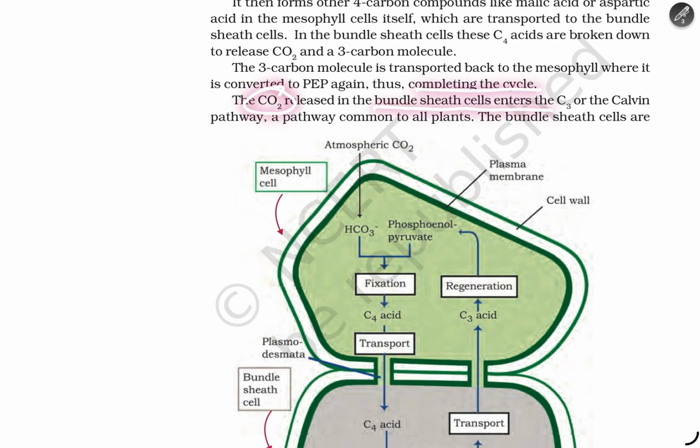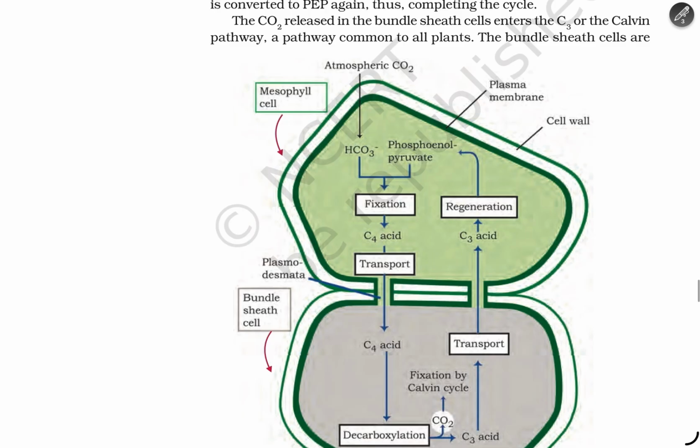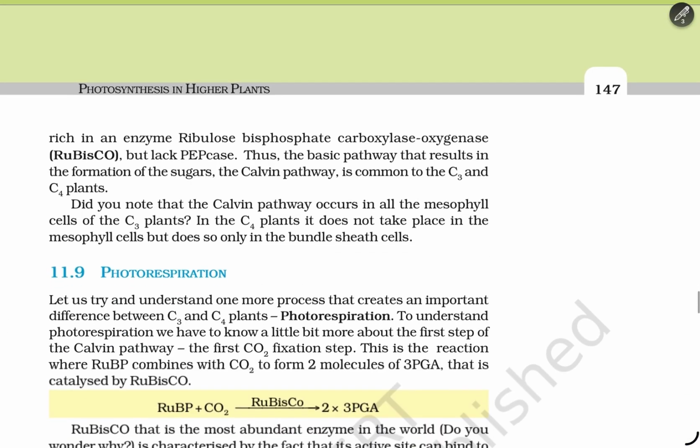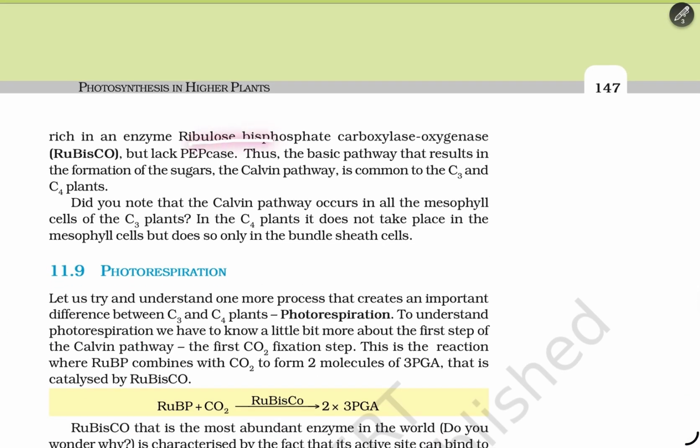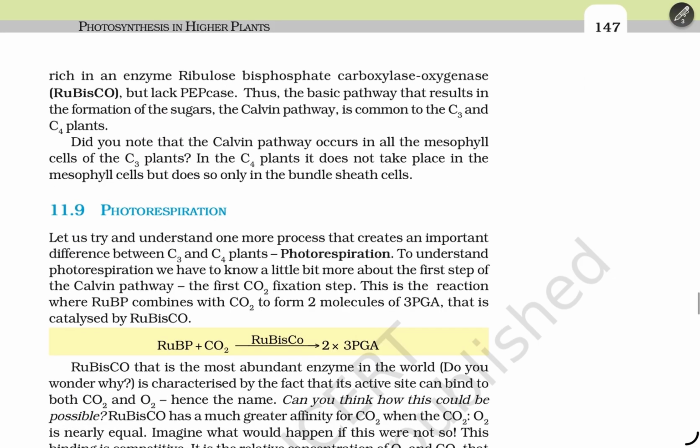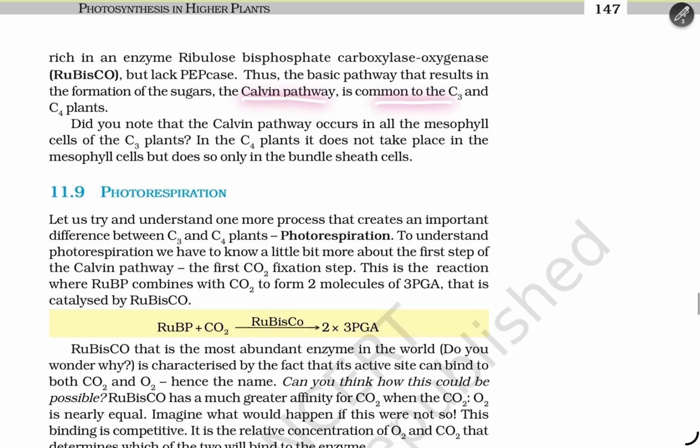CO2 is released in the bundle sheath cells and enters the C3 Calvin pathway, the pathway common to all plants. The bundle sheath cells are rich in the enzyme Rubisco, ribulose bisphosphate carboxylase oxygenase. Rubisco lacks PEP case, but the basic pathway results in the formation of sugar. The Calvin pathway is common in C3 and C4.